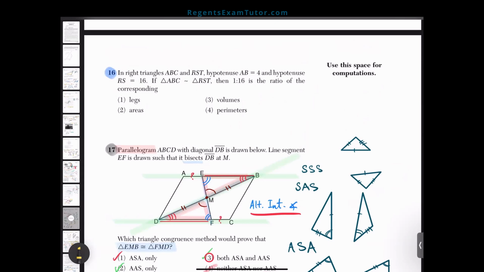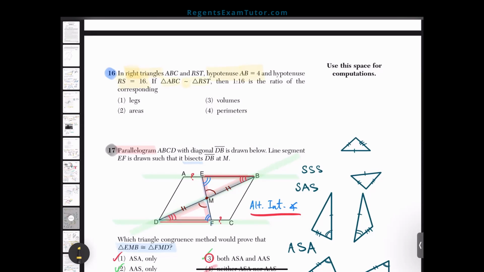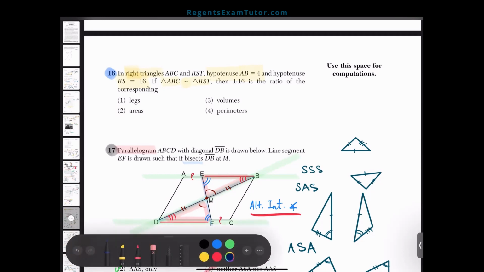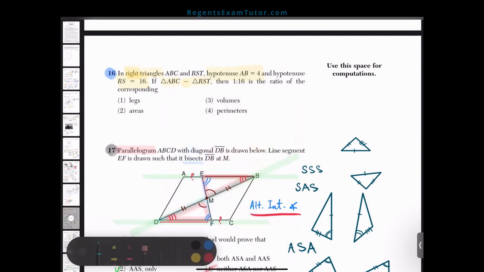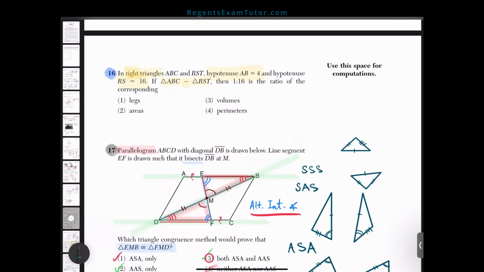They're telling us they're right triangles, so the longest side is called the hypotenuse, the one opposite 90 degrees. That's what right means. And that's 4 on the smaller one, and the hypotenuse on the bigger one is 16. So if these two triangles are similar to one another, then 1 to 16 is the ratio of the corresponding what? Okay, let's try it. Let us draw these triangles out and see what happens.